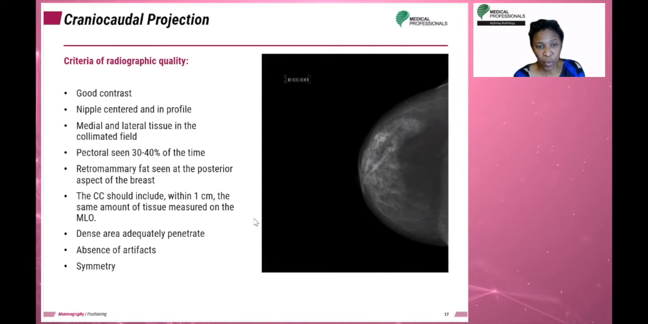Dense areas, of course, should be well penetrated, and there should be no artifact that is obscuring any details on your image. And when you compare your CCs, they should be basically almost mirror images of each other.